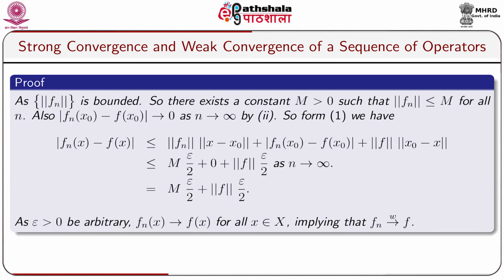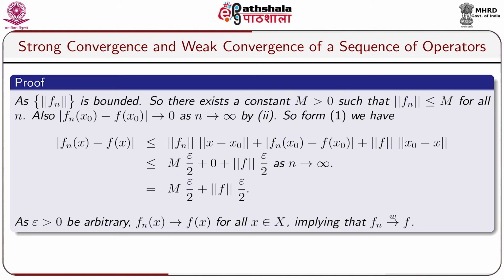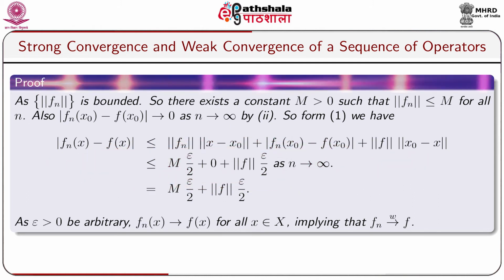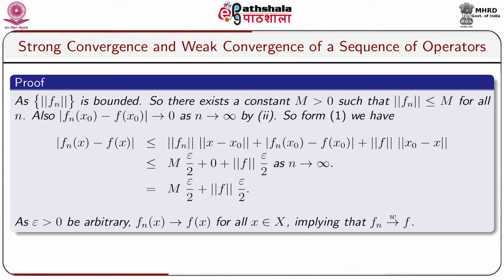As the sequence of norms ||Fn|| is bounded, there exists a constant M greater than 0 such that ||Fn|| is less or equal to M for all n. Also, |Fn(x0) - F(x0)| goes to 0 as n tends to infinity by assumption 2. So, from equation 1, we have |Fn(x) - F(x)| is less or equal to ||Fn|| ||x - x0|| + |Fn(x0) - F(x0)| + ||F|| ||x0 - x||, which is less or equal to M times epsilon by 2 plus 0 plus ||F|| times epsilon by 2 as n tends to infinity, which again equals M epsilon by 2 plus ||F|| epsilon by 2. As epsilon greater than 0 is arbitrary, it follows that Fn(x) converges to F(x) for all x belonging to X, implying that Fn converges to F weakly.